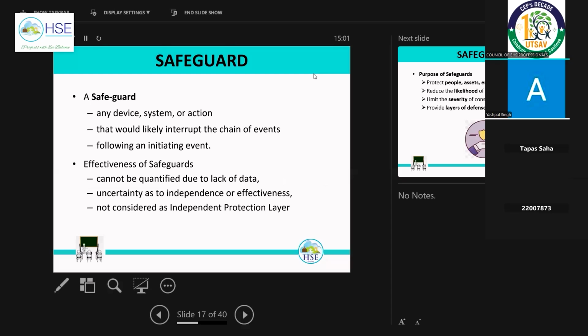Now, these are the basic definitions which we covered, but from time to time, if any new words come, I will definitely try to explain them, or you can just point them out also. So we are starting with the safeguard.